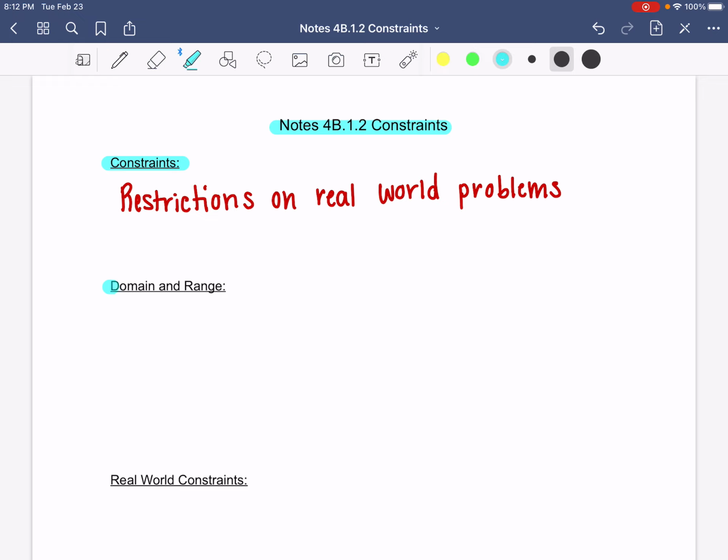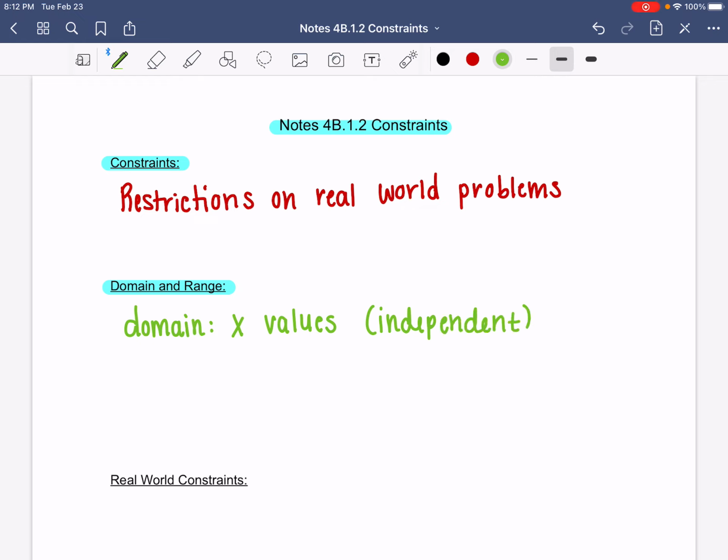So we're just going to have some sort of restrictions when we're doing our word problems. We'll talk about what some of those things are. A reminder about domain and range is that domain is your x values. Those are your independent values. And then your range is your y values. These are your dependent values. So you're not always going to have x and y though. You might have distance and time. Time is independent of anything, and then the distance depends on how long you've been traveling.